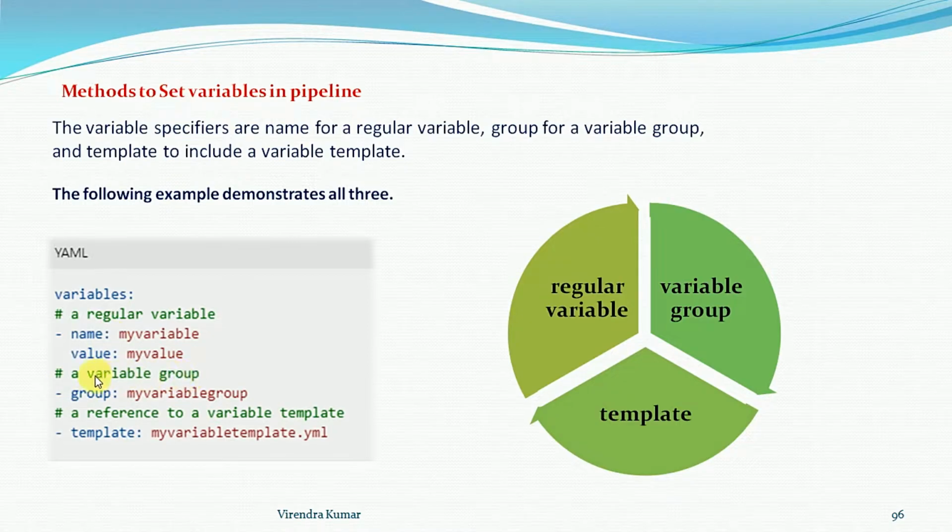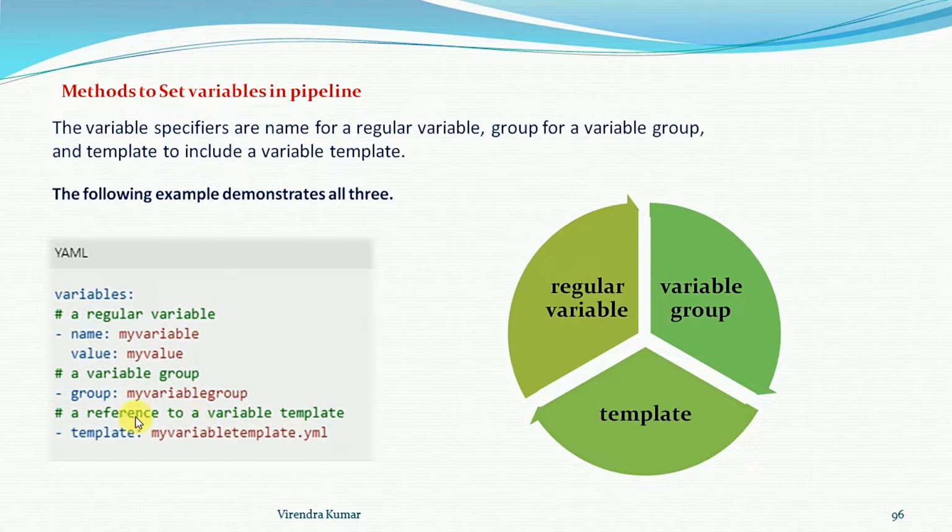The second way by which we can set a variable is the variable group. So this is the variable group, with a hyphen, dash, and group. The group is the keyword by which you can define a variable group. When you type group, it represents a variable group. I'm going to take the variable group name from the group section.